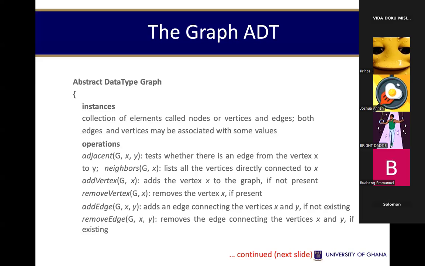Then we can go ahead to also look at what we refer to as add edge. The edge is always going to be the connection between 2 vertices, X and Y in this case. So I'm going to add XY, which is an edge, to the graph. Again, I'm also going to remove XY from the graph.